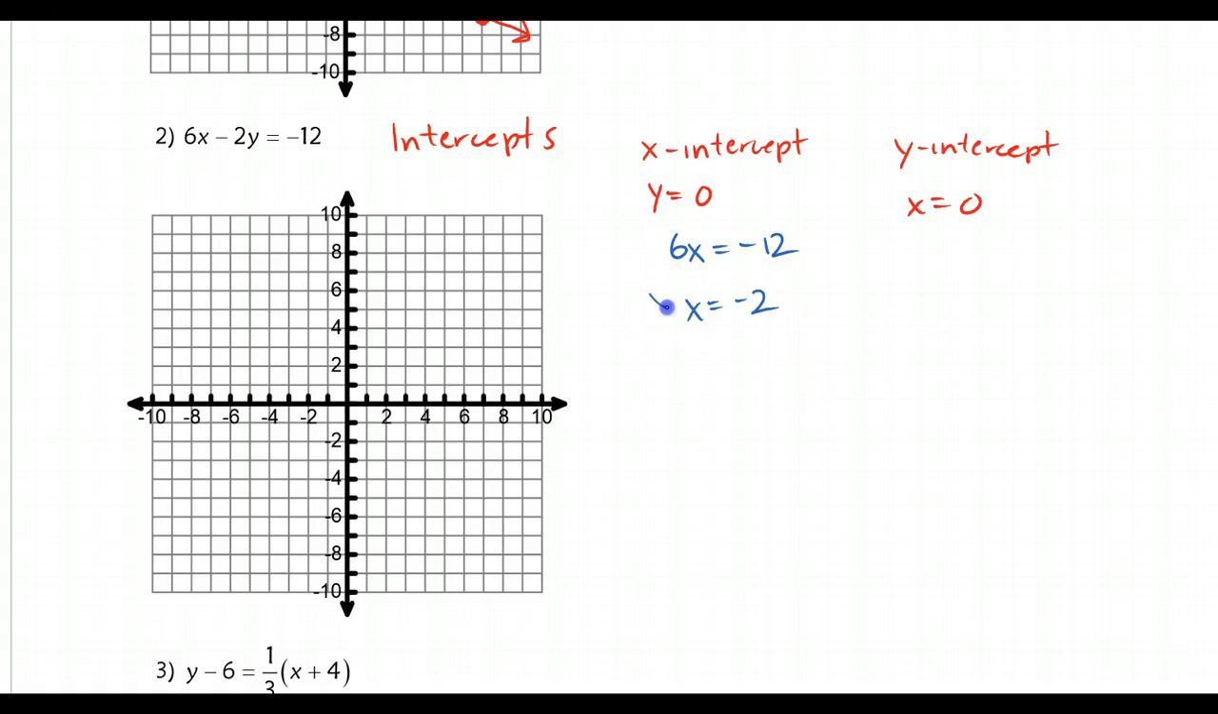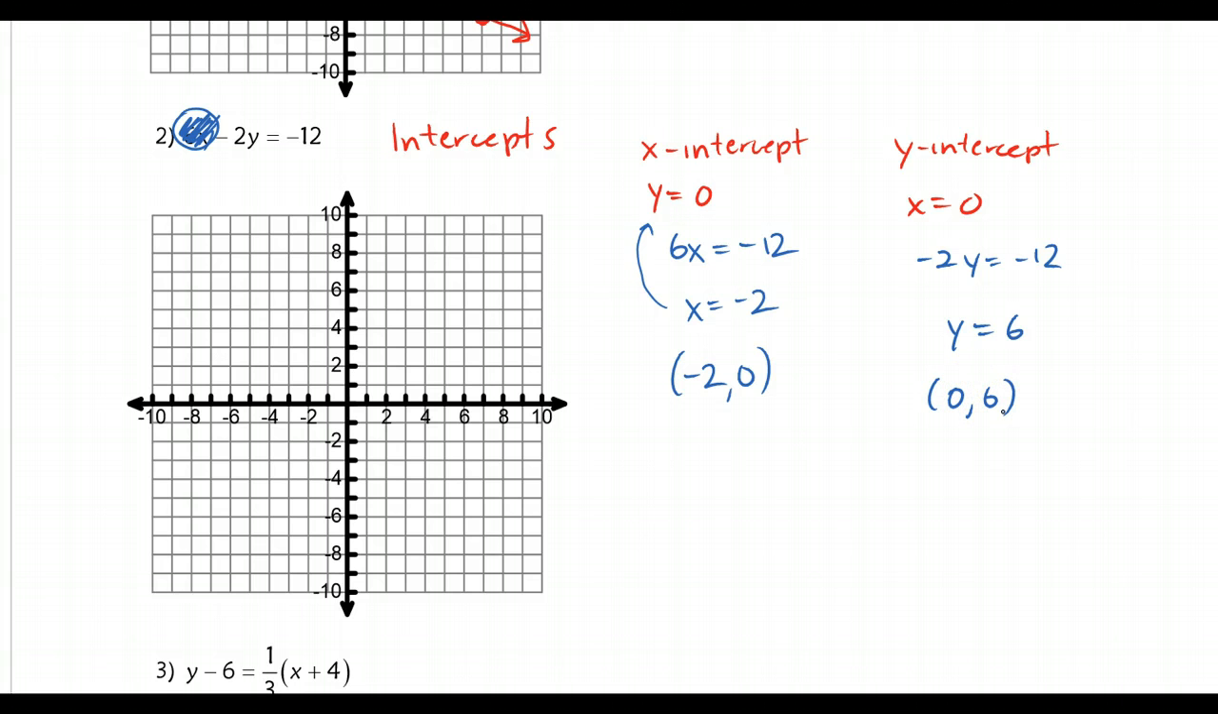Now you have to remember that this coordinate is matched with that 0, so this is -2, 0. Okay, and then for the y-intercept, we're going to solve and let x equal 0. So now if we plug in x equals 0 here, this term is going to go away, and we're left with -2y equaling -12, which gives us a y value of 6. So we have the point 0, 6.